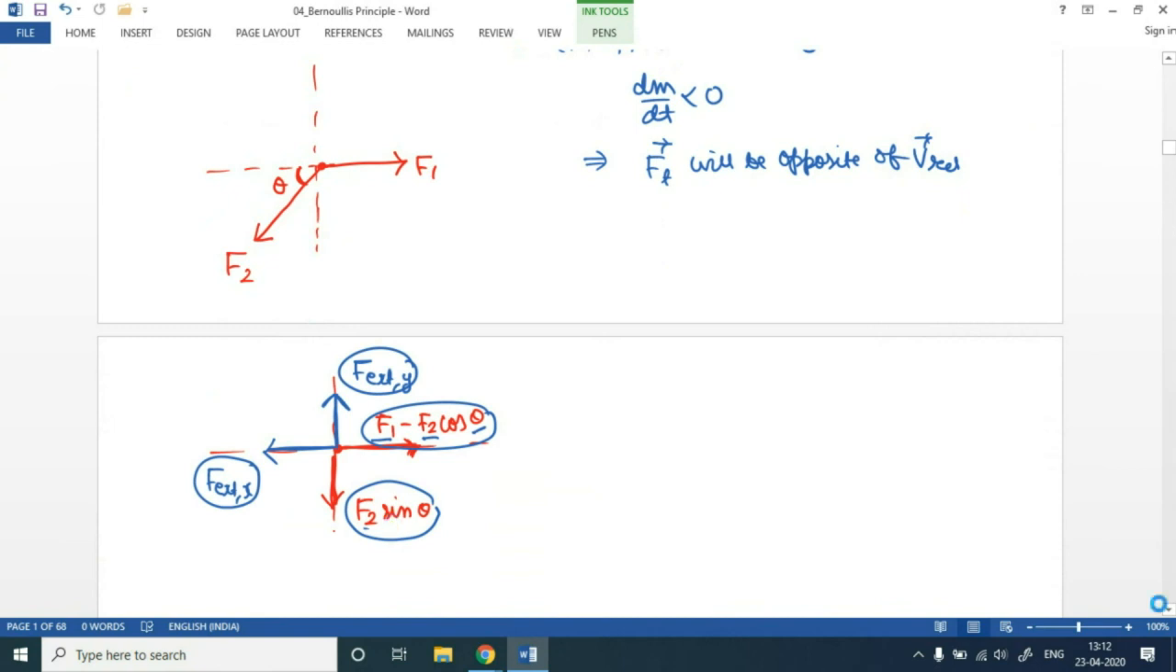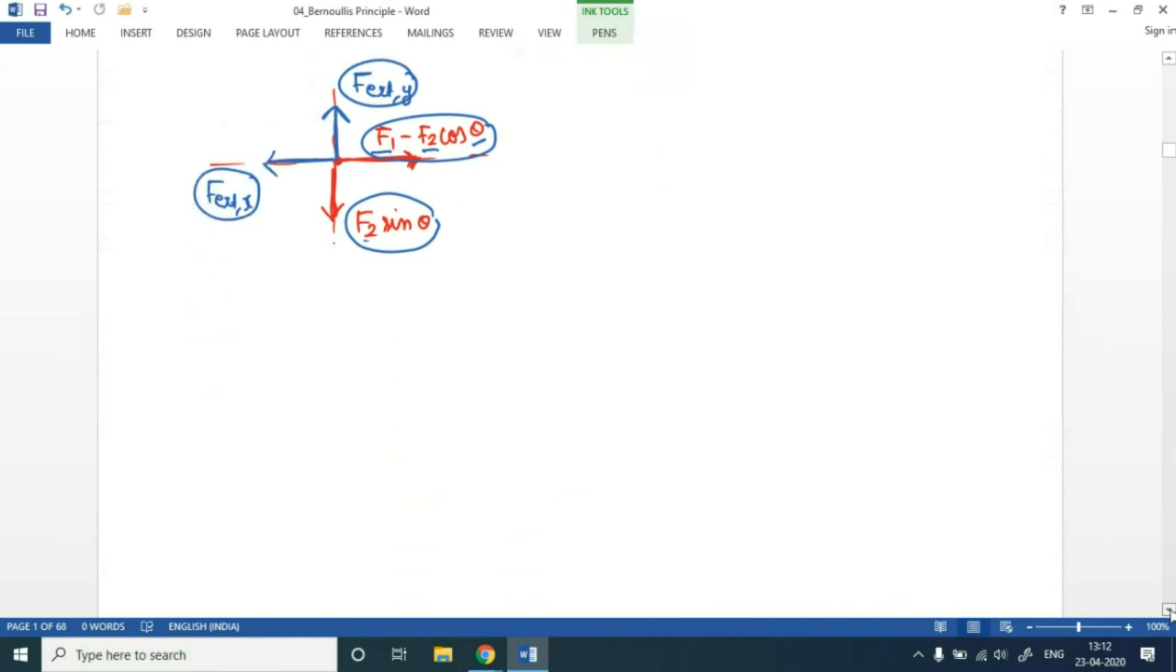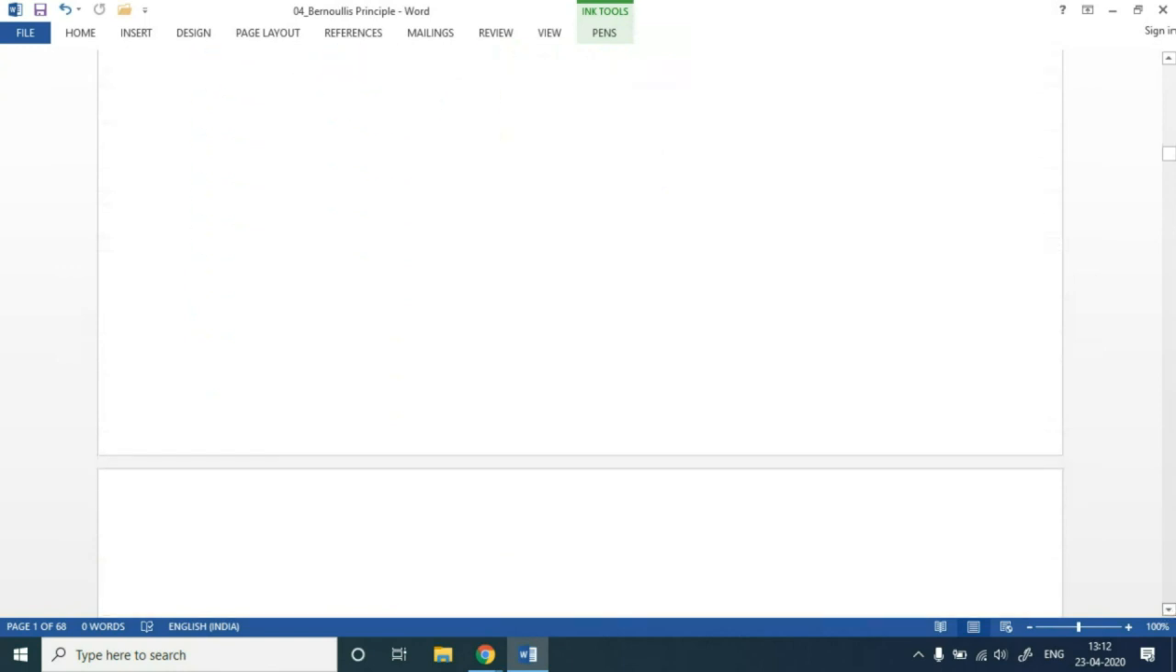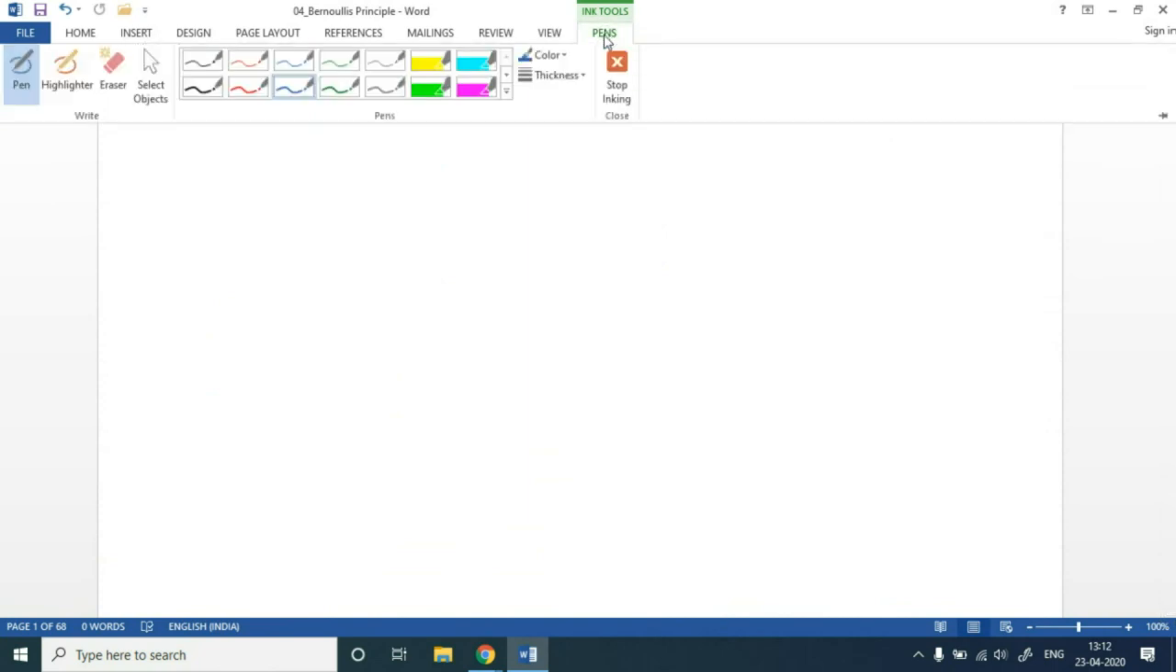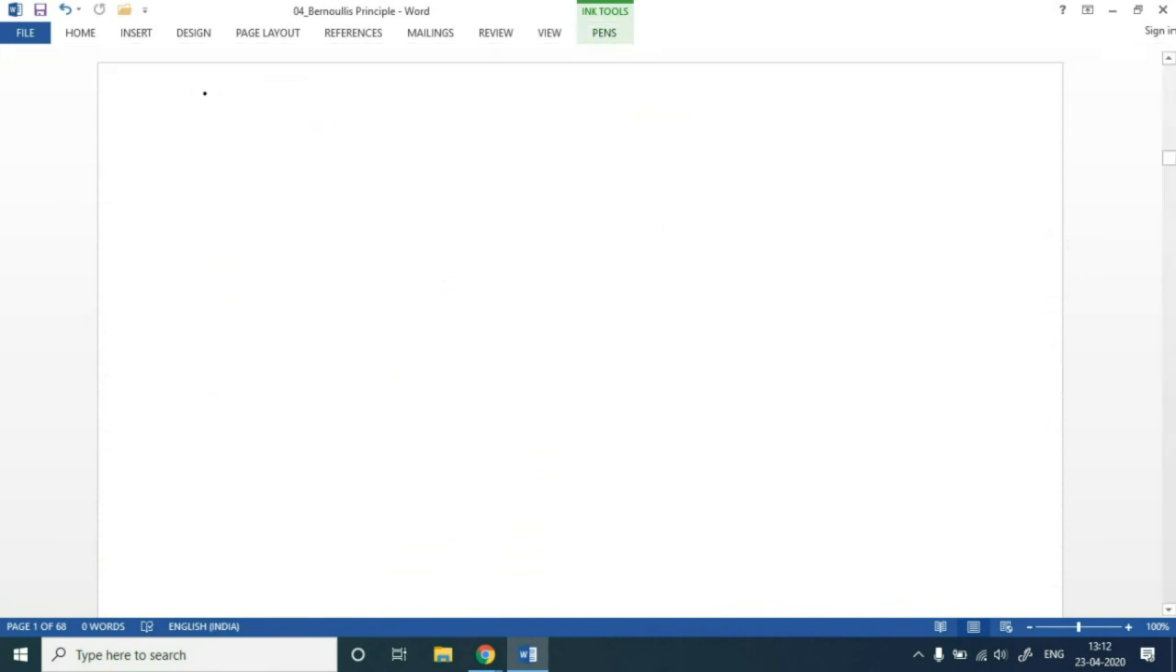Okay, so let's take one simple problem here, and we will get a better understanding of this situation, how the liquid is exerting thrust force on this system, and how its expression is going to look. So let's have this problem.